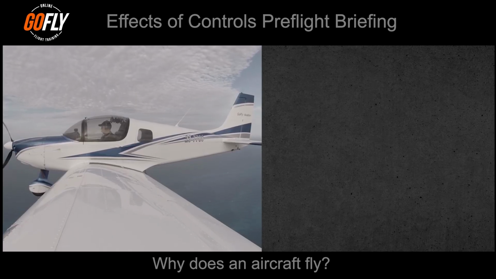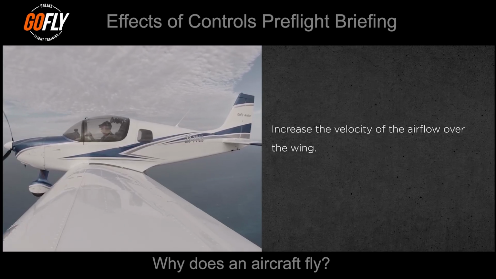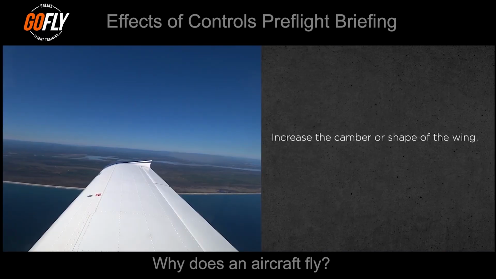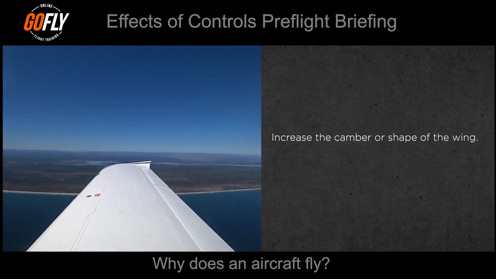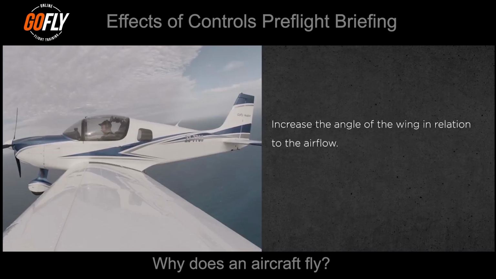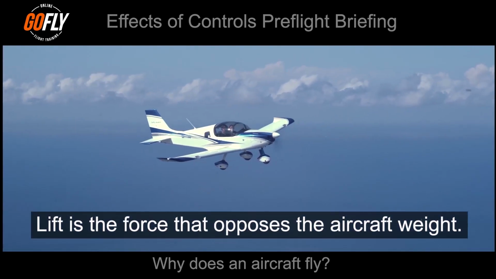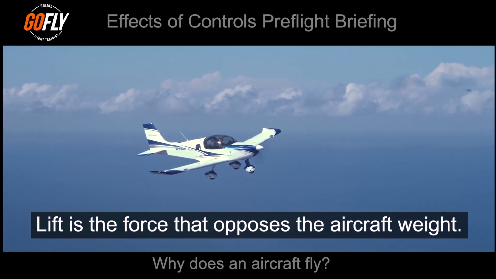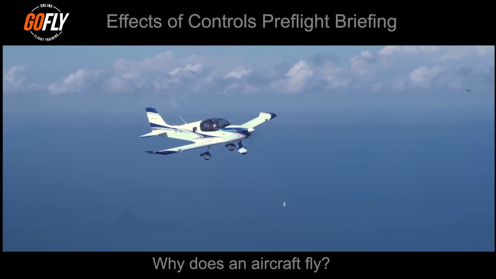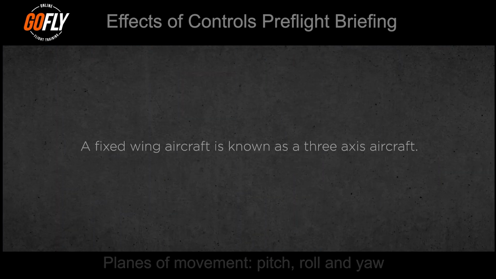We can increase the amount of lift we have available by increasing the velocity of the airflow over the wing, increasing the camber or shape of the wing, and increasing the angle of the wing in relation to the relative airflow. Lift is simply the force that directly opposes the weight of an aircraft and holds the aircraft in the air.